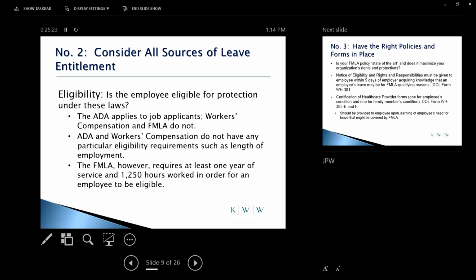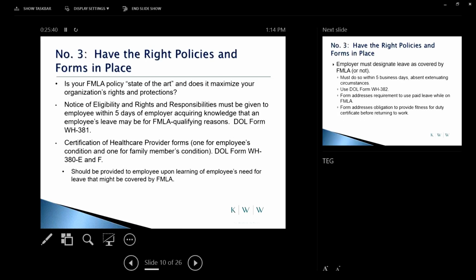With the FMLA, you have those requirements of having worked for at least a year. That year does not have to be continuous, and the employee must have worked 1,250 hours in the year prior to when their leave would commence in order for the employee to be eligible for FMLA.